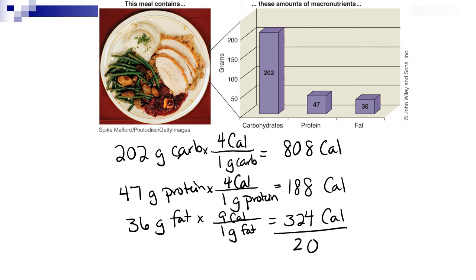Again, I'm trying to do this in my head. There we go. So this meal contained 1,320 calories. Make sure that you can do this type of problem. This is one of the math problems that you'll have for this particular unit. And so let's try another one.